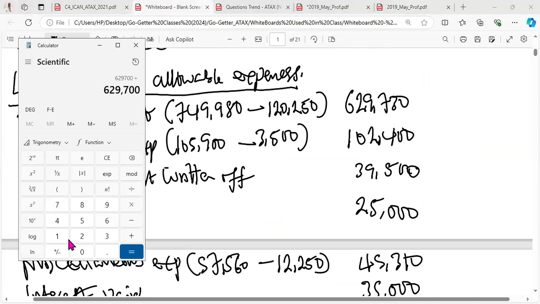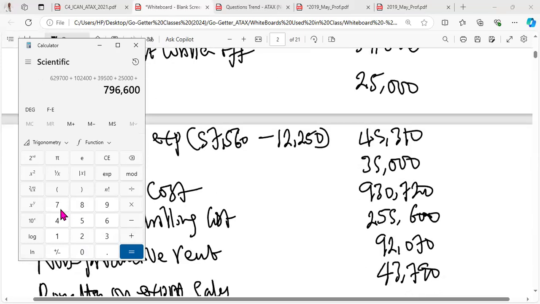629,700 plus 102,400 plus 39,500 plus 25,000 plus 45,310 plus 35,000 plus 930,720 plus 255,600 plus 92,070 plus 43,790.